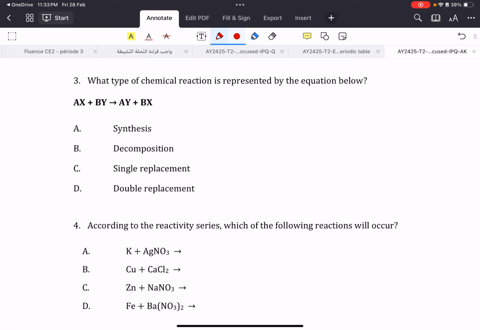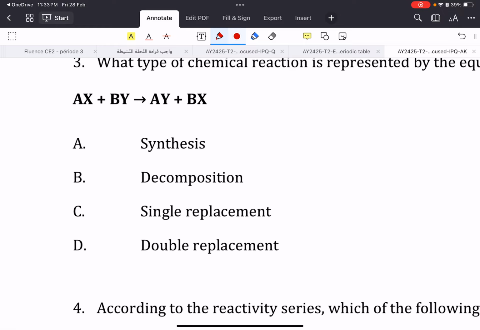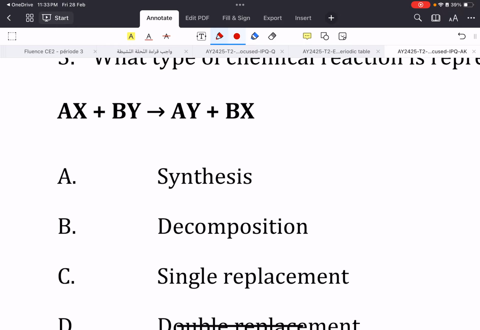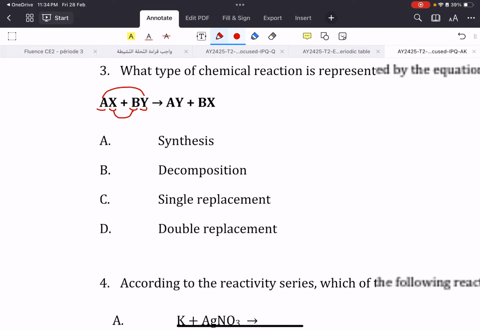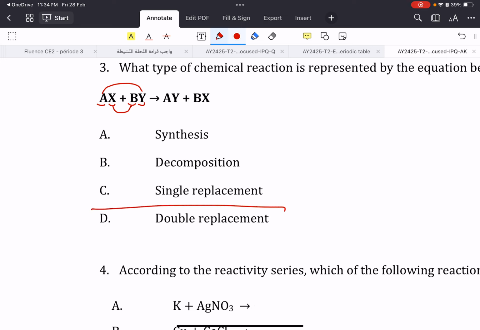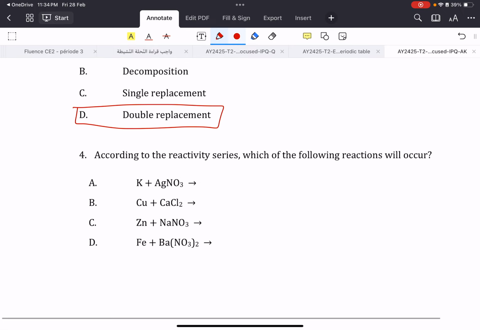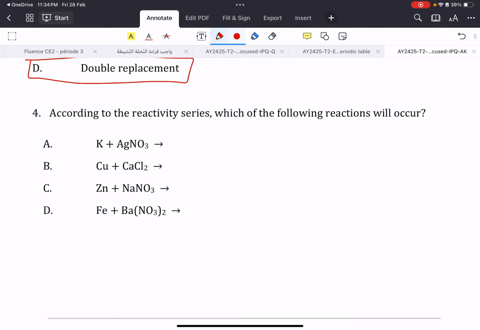Next, what type of chemical reaction is represented by the equation below? So you have here A coupled with X and B coupled with Y. What's going on is that A is now coupled with Y and B with X. So what we did here is a double replacement reaction. Always compare before and after to know the answer.